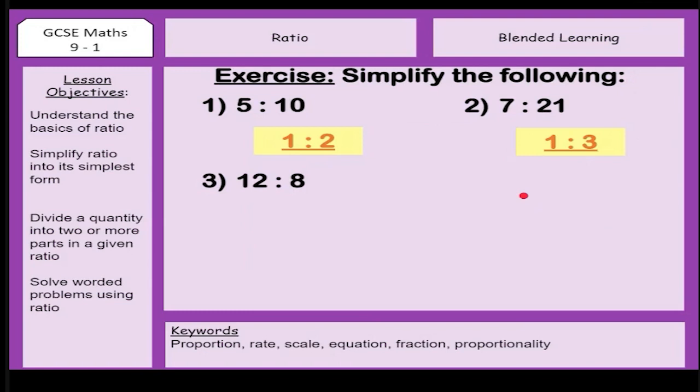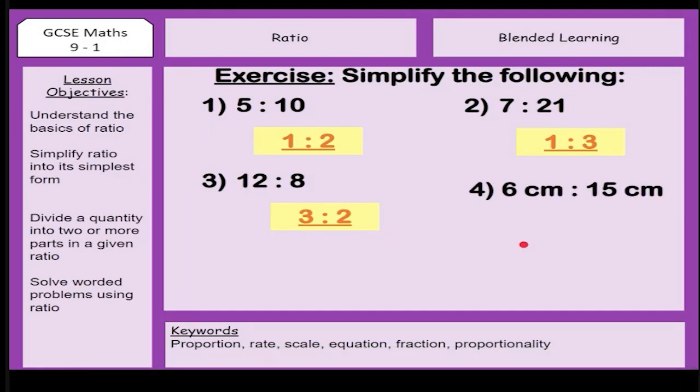So I know that 4 goes into 12 3 times. 4 goes into 8 twice. So my simplified ratio is 3 to 2. There is no other number that will go into 3 and 2 exactly without any remainders. Therefore, it is its simplest form.